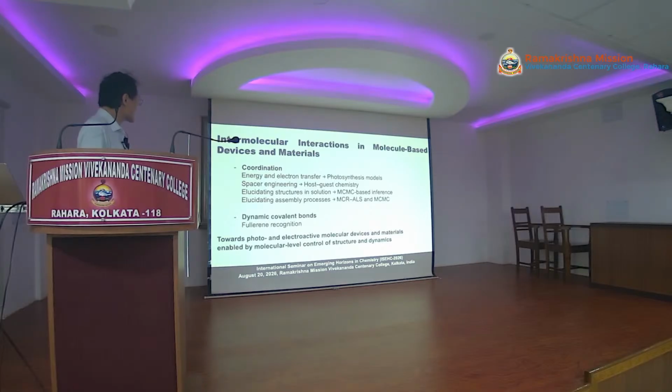And elucidating structures in solution is a challenging task, but a Markov chain Monte Carlo based strategy can be effective. And elucidating assembly processes too, MCMC is a powerful method. And with dynamic covalent bonds, we have shown fluorine recognition. So the structures of these porphyrin assemblies are regulated and controlled at the molecular level.